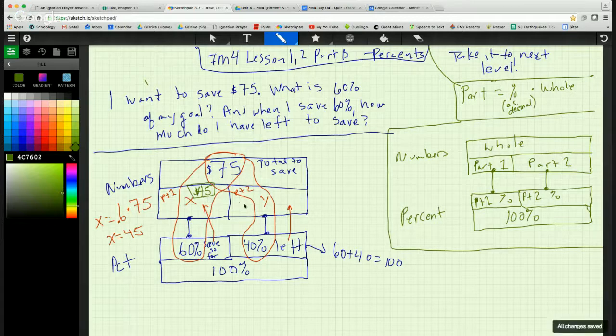And so the amount left has to be 75 minus 45. You can do that in your head, and you can come up with $30.